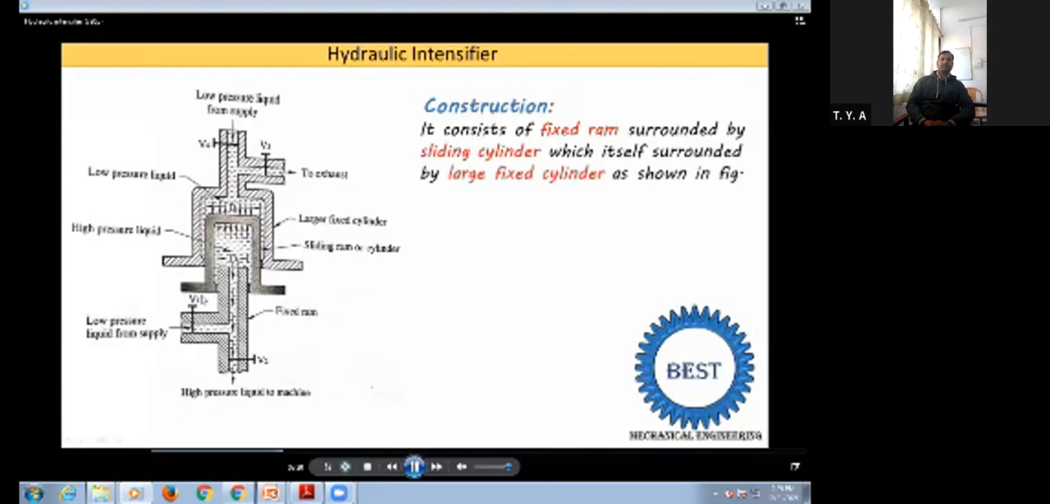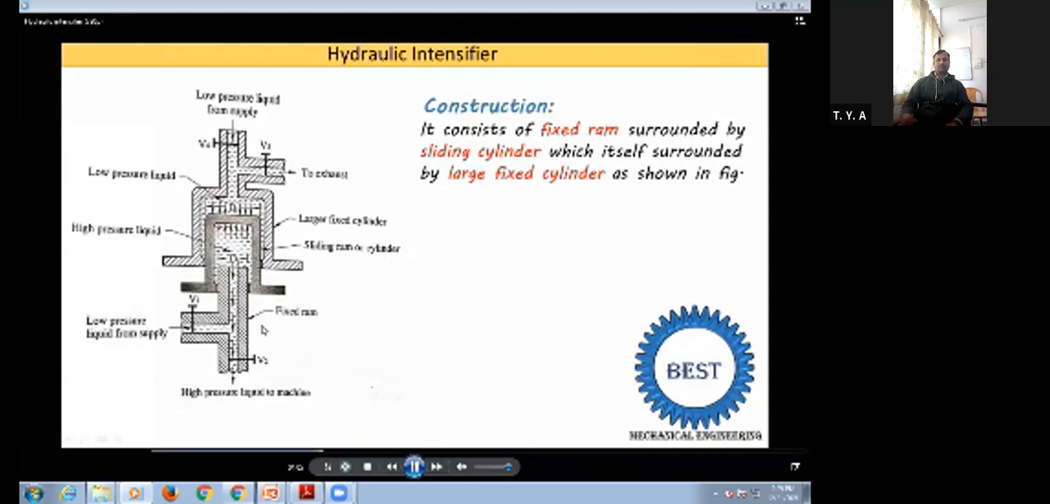This fixed ram is surrounded by a sliding ram or cylinder. This part is the sliding ram, which slides up and down on the fixed ram. Then this sliding ram is surrounded by the large fixed cylinder. This sectional component you see is a large fixed cylinder. It is also fixed, which means it does not move. So we have three cylinders: the fixed ram, the sliding ram cylinder and the large fixed cylinder. Between the two fixed cylinders we provide the sliding cylinder.